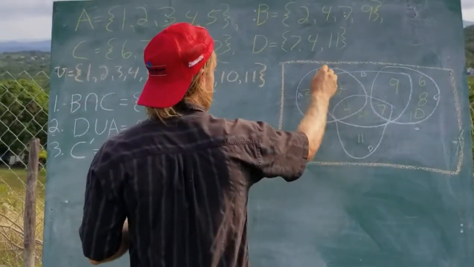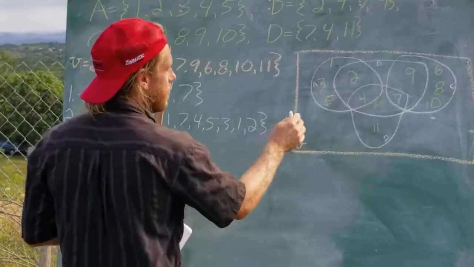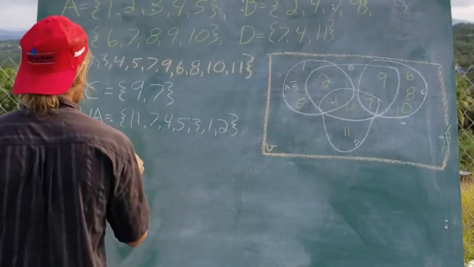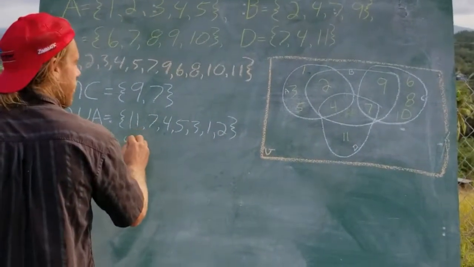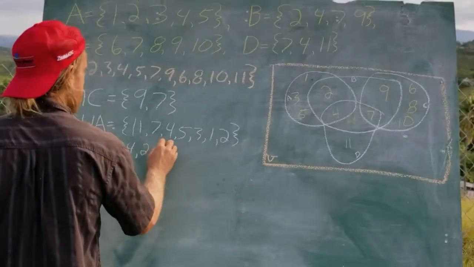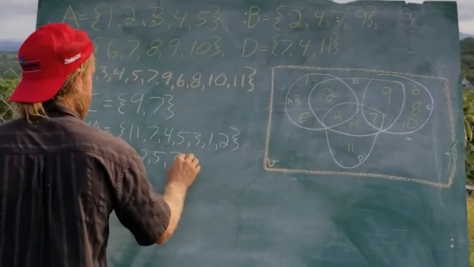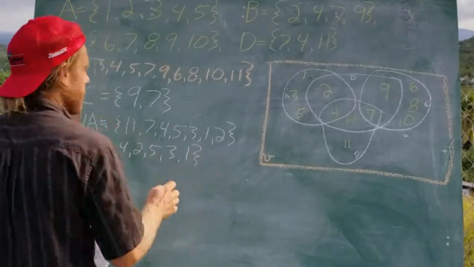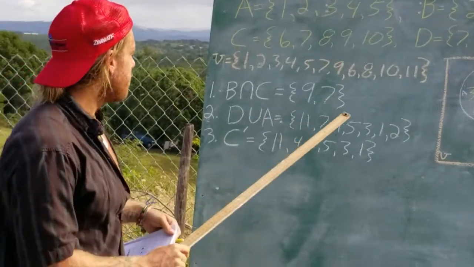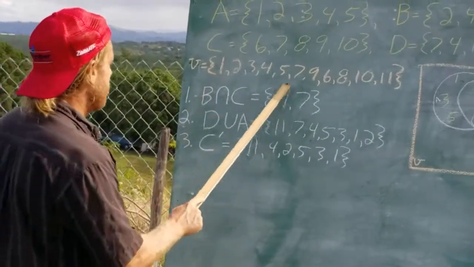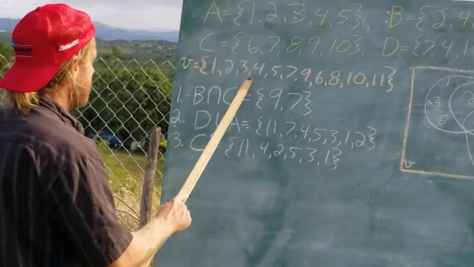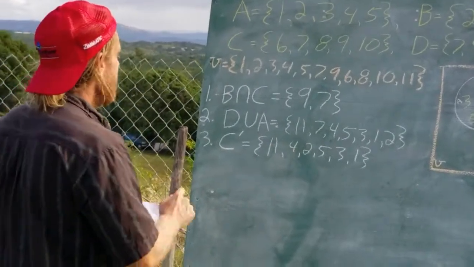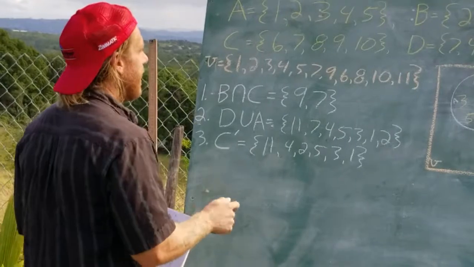4, 2, 1, 3, and 5 are all in the universal set, but they are not in C. So 11, 4, 2, 5, 3, and 1. All right, let's take a look up here. So we should have all the elements within the universal set. That's why it's helpful to explicitly list it, at least in this case, but not including the elements in C.